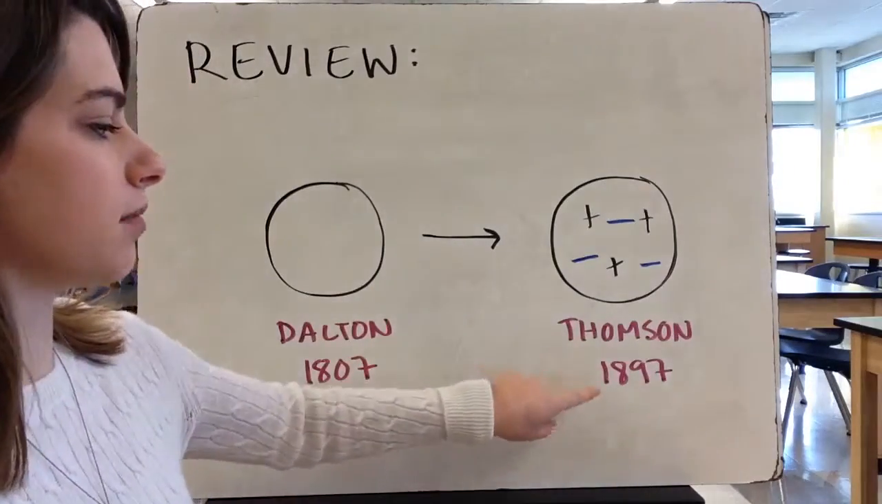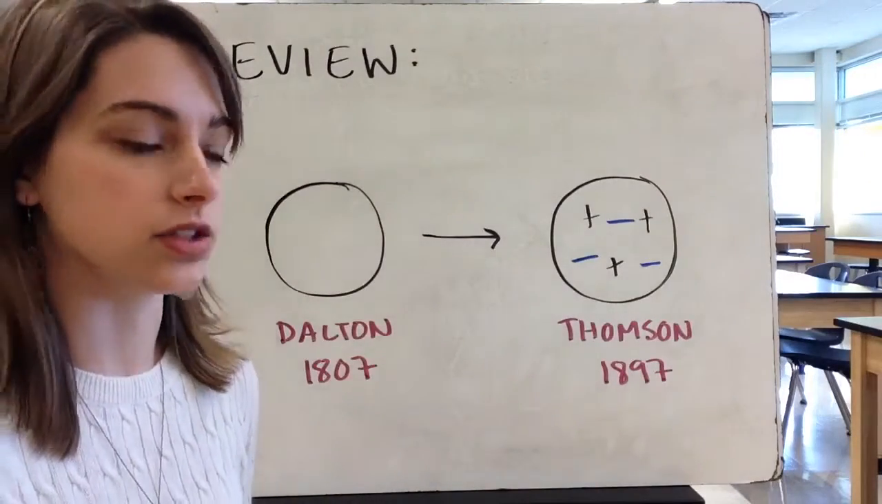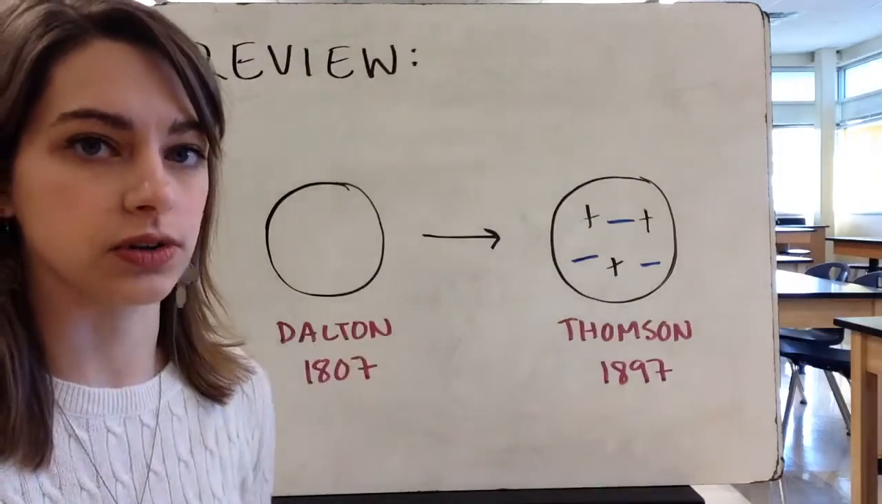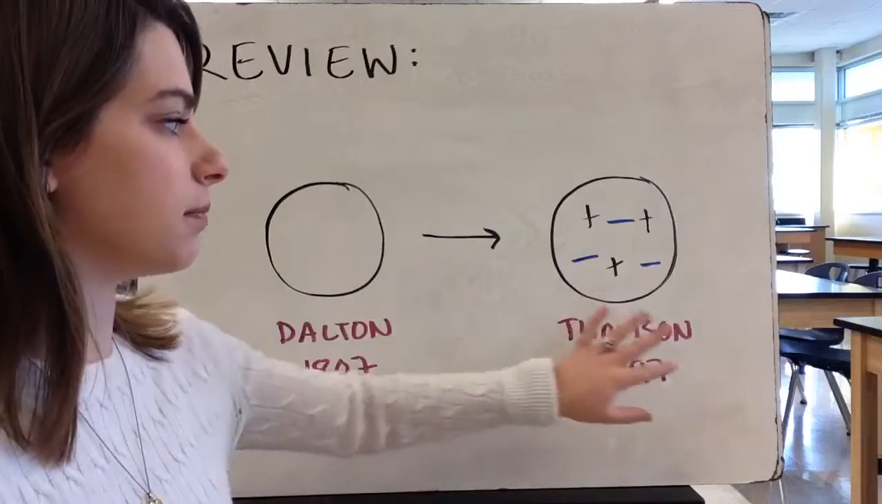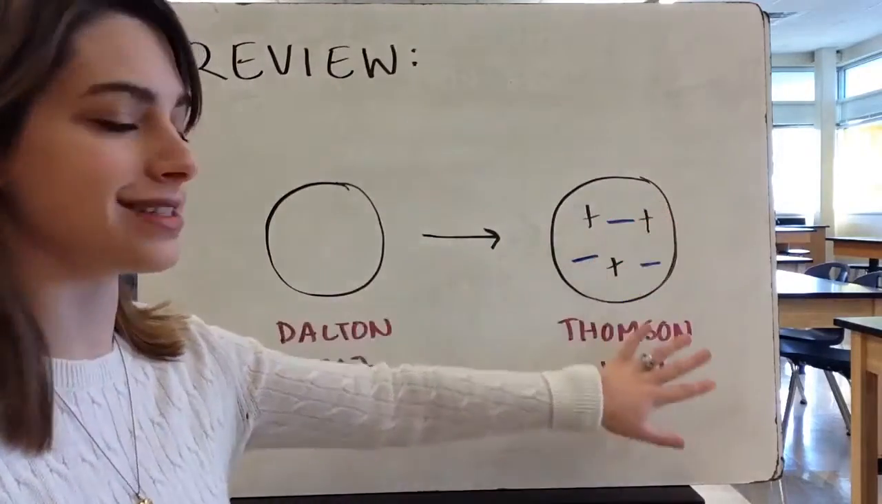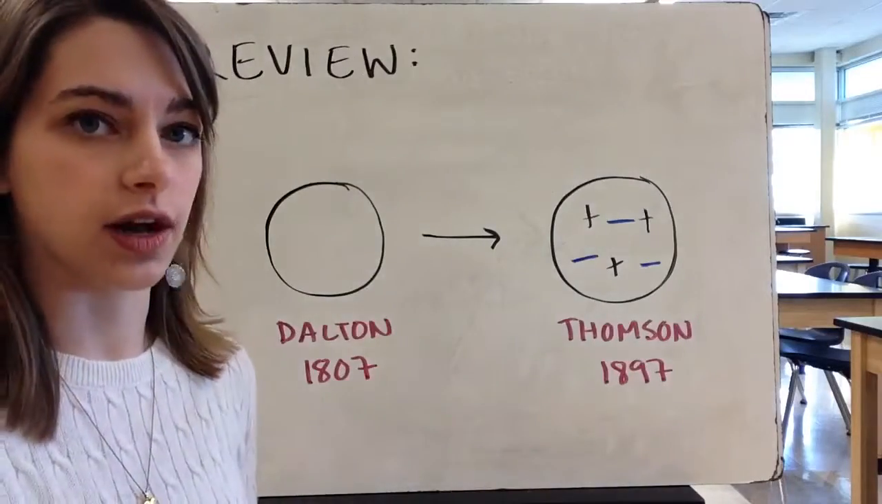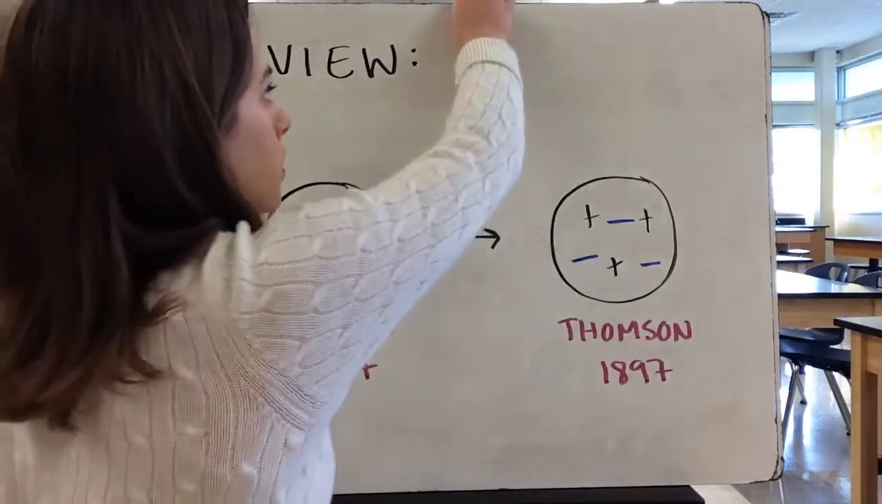And then Thomson came along in 1897, and he did his work with the cathode ray tube, and he discovered that there were negatively charged particles that he called electrons. And so in his model of the atom, the body of the atom is positively charged, and it has negatively charged particles, electrons, randomly distributed throughout. There's not a lot of order to it.